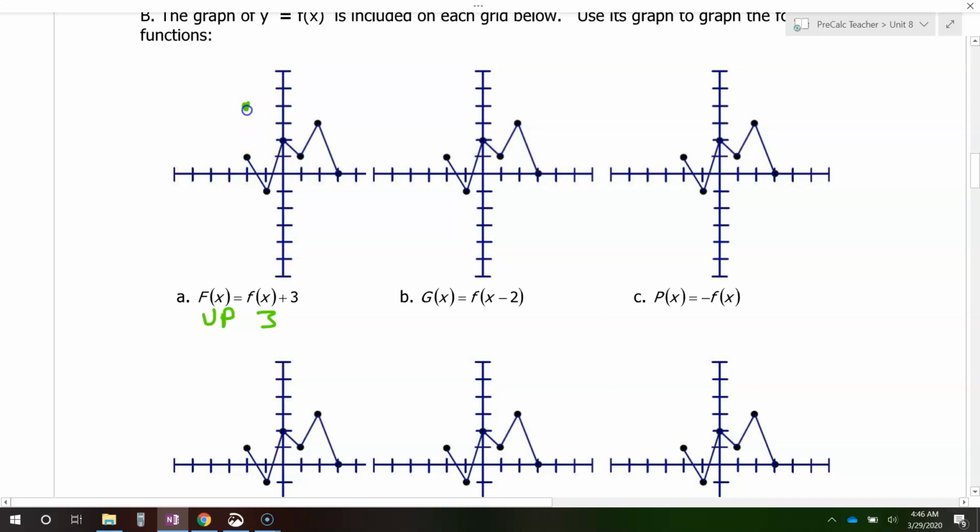All right, I'm really missing the grid that we had before. I liked that better. Okay, up 3, 1, 2, 3.